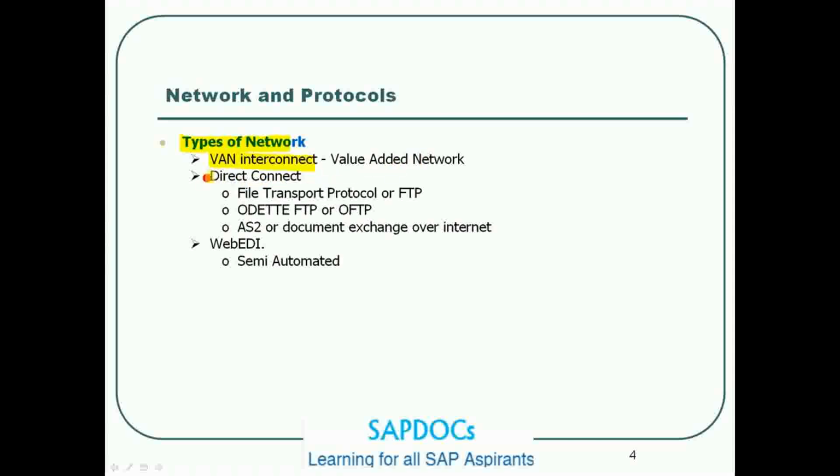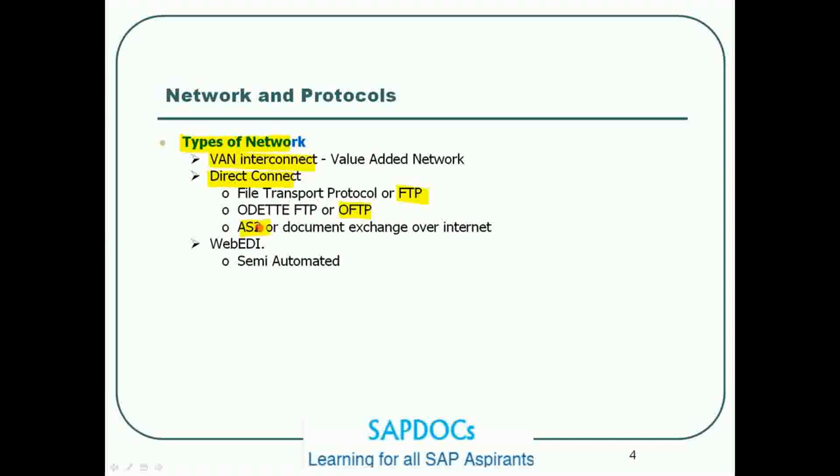The second is direct connect. In this case, there is a point-to-point connection between the sender and the receiver of the data. The protocols used for direct connect in sending the data are FTP, OFTP, or AS2. FTP, which we are all familiar with, means File Transfer Protocol. A different flavor of FTP is OFTP, which is Odette File Transfer Protocol. And AS2 is another protocol used to exchange documents over the internet.